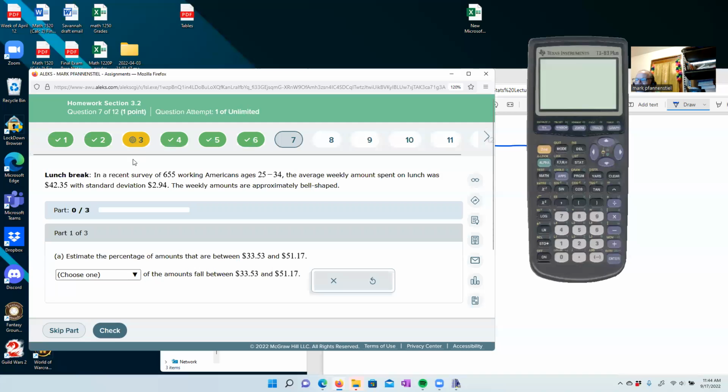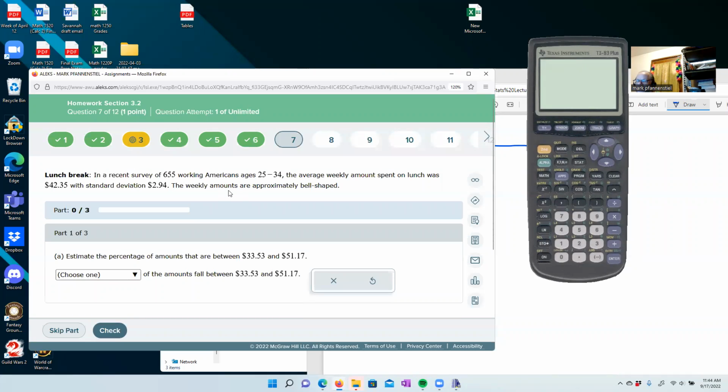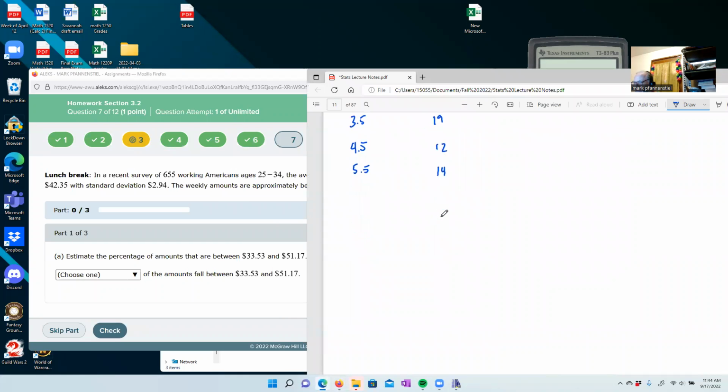Okay. So we have a recent survey of 655 working Americans. Weekly average amount spent on lunch was this amount. We have a standard deviation. We have a weekly amount that's approximately bell-shaped. That's important to know because what they're going to ask us to do is use the empirical rule to estimate some probabilities. So we're going to talk a little bit about the empirical rule.